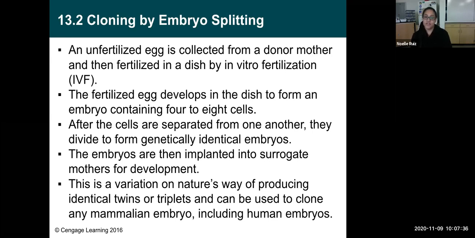And this is a variation on nature's way of producing identical twins or triplets, and can be used to clone any mammalian embryo, including human embryos. It has not been done with human embryos yet, at least that we know of. Maybe in some dark lab somewhere it's been done, but in the light of day, in the light of the scientific community, humans have not been cloned, but this is how they would do it.